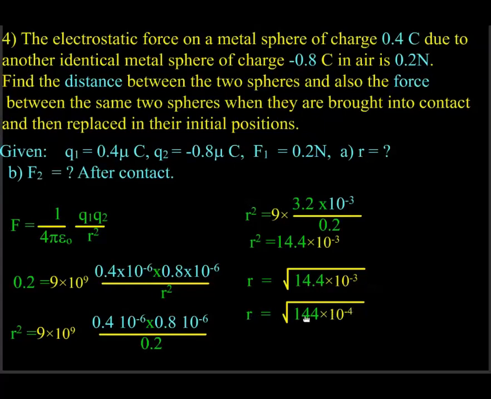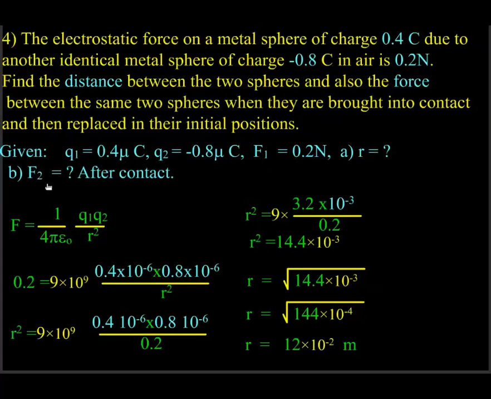Look here, the square root of 144 is 12. The square root of 10 to the power of minus 4 is 10 to the power of minus 2. The unit of distance is meter. So 12 centimeter. This is the distance between these two charges, so that the force is 0.2 Newton.